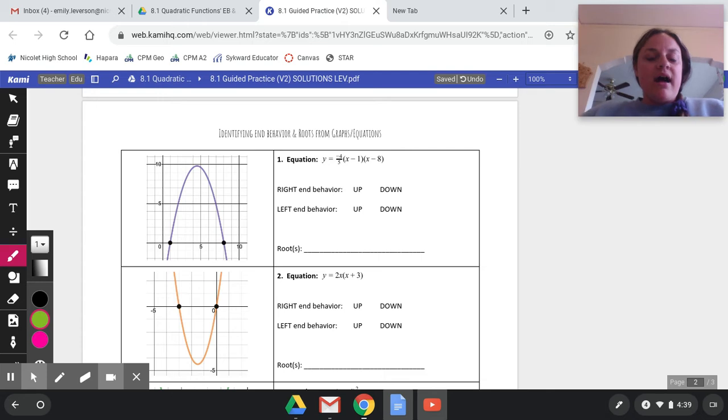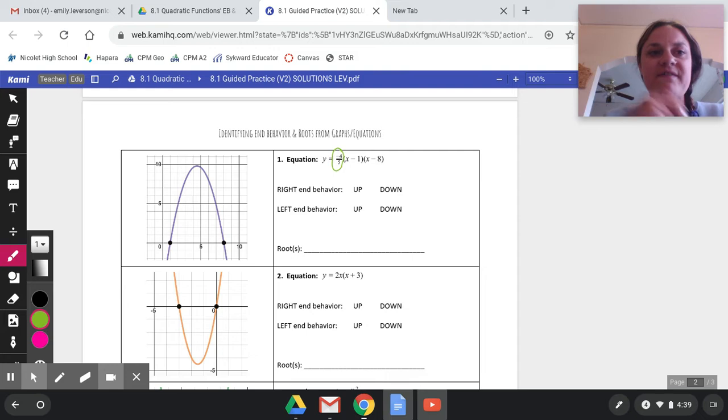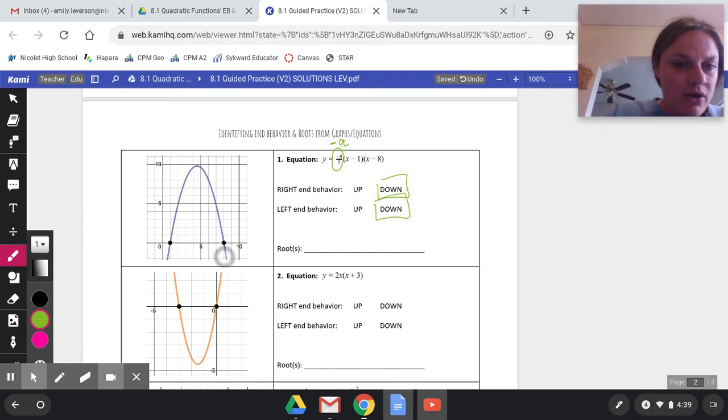All right, problem number 1. First thing that I want to do is take a look at my a value. I can see my a value right here: -4/5, which is a negative value. So a negative A tells you that my graph opens down. Specifically, that tells me that my right side is going down and the left side is going down. And I can see that on the graph, it's going down on the left and on the right.